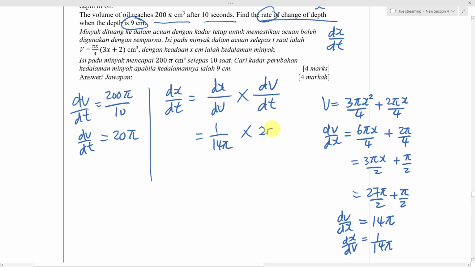Then dV dt I already have is 20 pi. Then I can solve this: 20 over 14, pi and pi I cancel already. Then I simplify to 10 over 7. You can write cm per second if you want. Alright, this is how we do this kind of question.